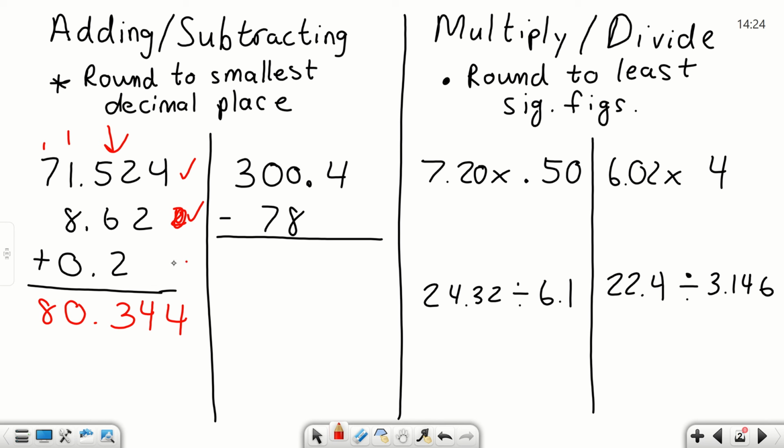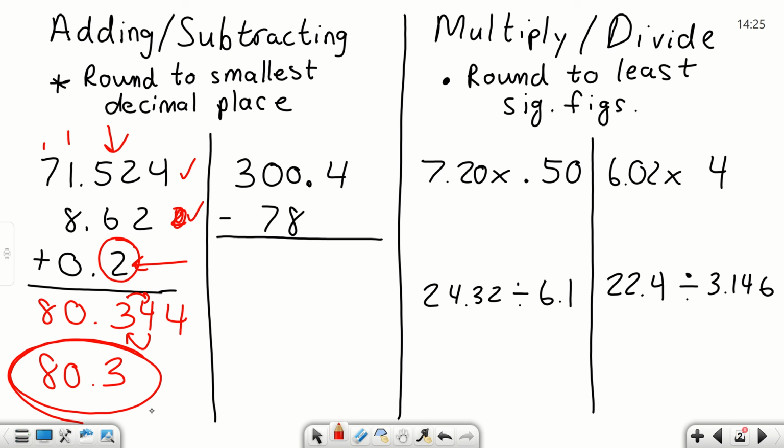But because this last one only has 1 number after the decimal place, I need to round at this number right here, at the 3. So I'm going to keep the 80, but it's going to be point. I have to look at the digit next to 3. It's 4, which is less than 5, so it stays as 3. And so I would round this addition problem off to 80.3. In other words, we basically have to go to the number that has the least precision, from the decimal standpoint. Okay? So that's where we're going.